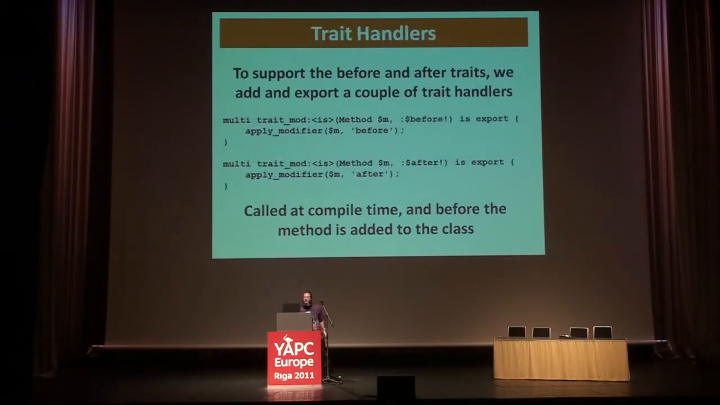So the first thing that you might have noticed is we have these is after and is before things. So what we do is we add to what we call these trait handlers the ability to recognize these before and after. And then we just have a little helper subroutine which is called add modifier. And you might say, what's it actually being passed there? Well, it's being passed the real method object, the object that represents a method that we'll actually have at runtime. But significantly, this is compile time. So the compiler is going to call this for you.